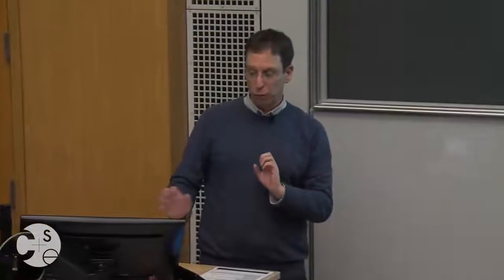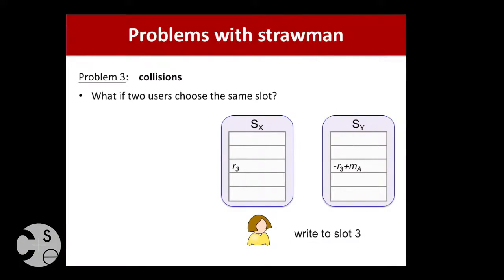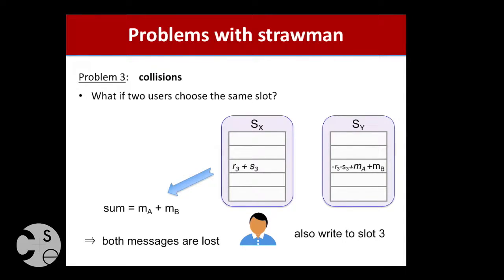The third problem is collisions. And here I also want to teach you a trick that hopefully will be useful to you in other contexts. So what's the problem with collisions? I'm sure you already see this. Alice writes to slot number 3. So here's R3 and minus R3 plus M. And then Bob comes along, and he also writes to slot 3. So when we combine the two servers, we get the sum of MA plus MB, and now the messages are lost. That's not good. If there's ever a collision, we lose.